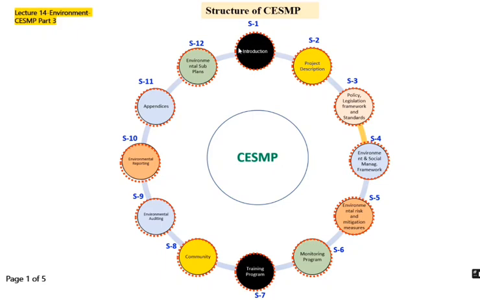As I mentioned in my last lecture, CSMP is a project level document that outlines how contractors will manage environmental and social risk during construction activities. It typically includes background information, objectives, mitigation measures, monitoring plans, roles and responsibilities, emergency procedures, as well as sub management plans.